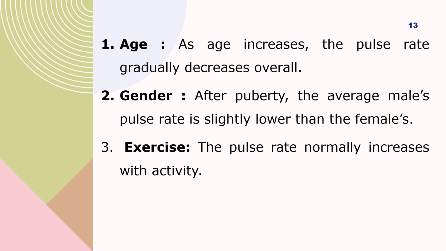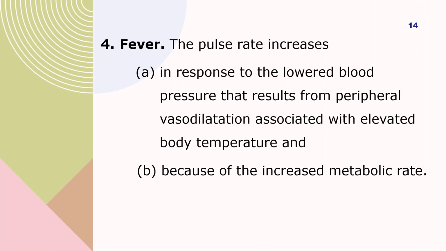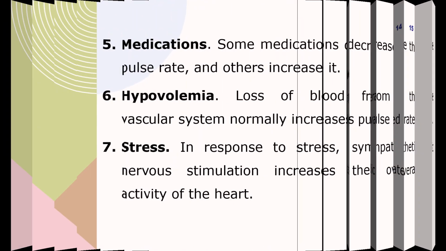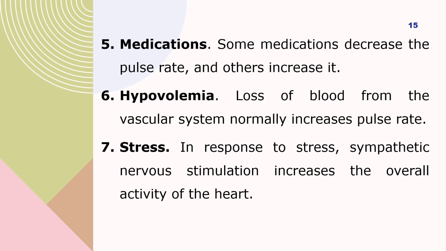Many factors can influence pulse rate and quality, like age, gender, exercise, fever, certain medications, hypovolemia, and stress. For example, pulse increases with fever due to vasodilation and higher metabolic demand. Understanding this helps us interpret deviations appropriately.